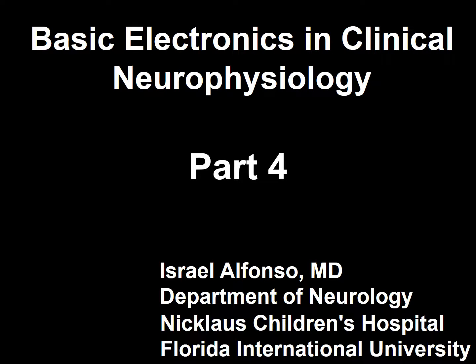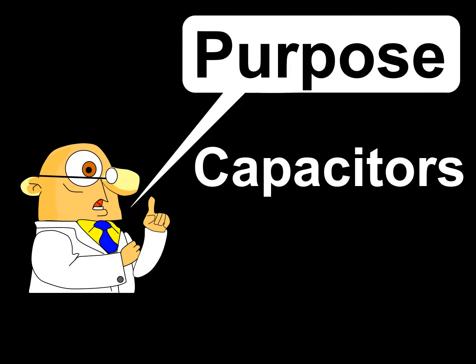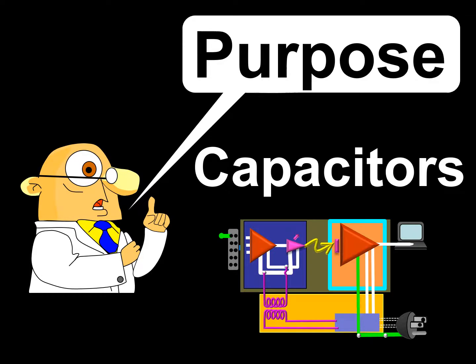This is the fourth talk about basic electronics in neurophysiology. The purpose of this talk is to explain a few concepts about capacitors that are relevant to the neurophysiology board examination. These concepts relate to two issues. The first issue is the use of capacitors in the electronic circuits of the EEG machine.